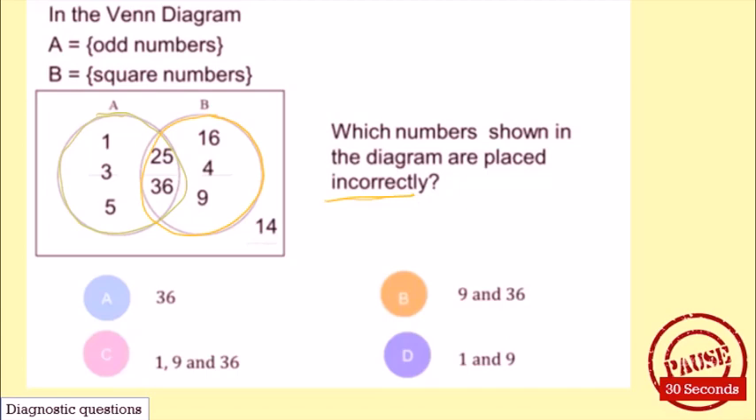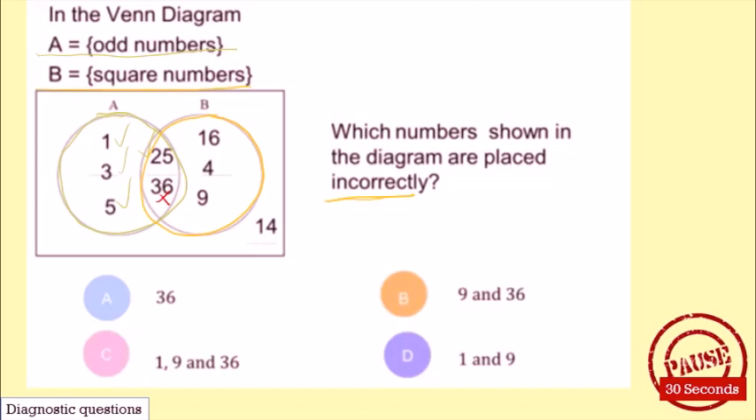Let's look at those numbers that are placed correctly. So odd numbers are 1, 3, 5, and 25. 36 is not an odd number. Even though it's in the green circle or the A circle, it can't be in there because it's not an odd number. So that one's definitely incorrect.